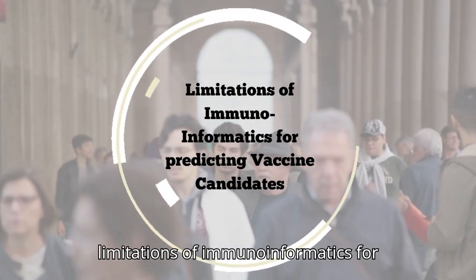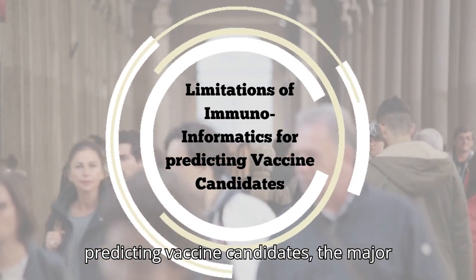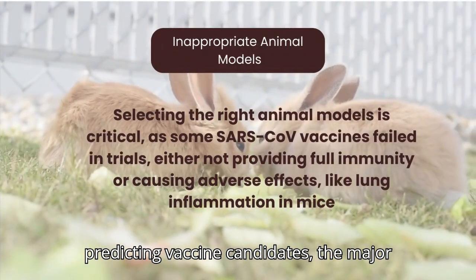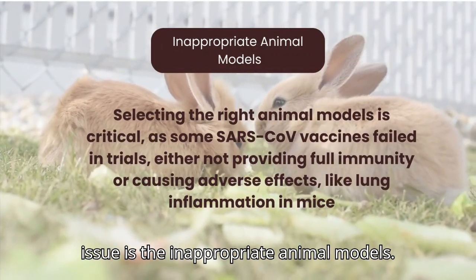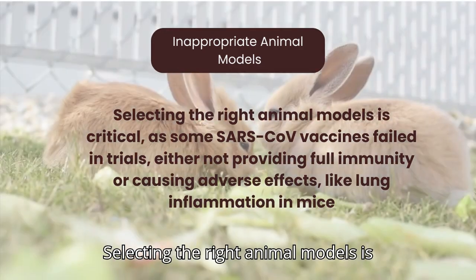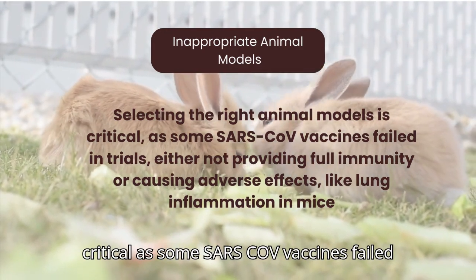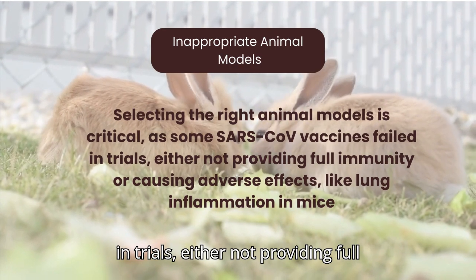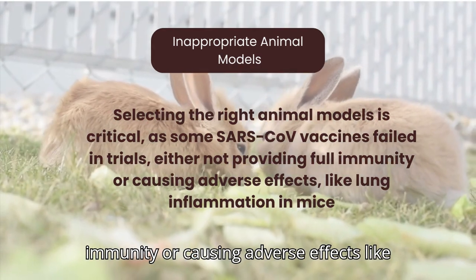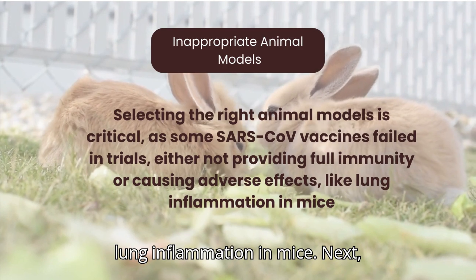Moving on to the limitations of immunoinformatics for predicting vaccine candidates. The major issue is the inappropriate animal models. Selecting the right animal models is critical, as some SARS-CoV vaccines failed in trials, either not providing full immunity or causing adverse effects, like lung inflammation in mice.